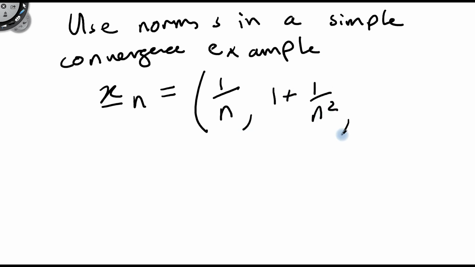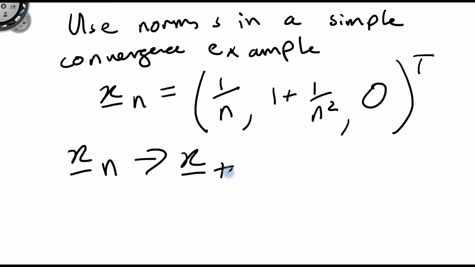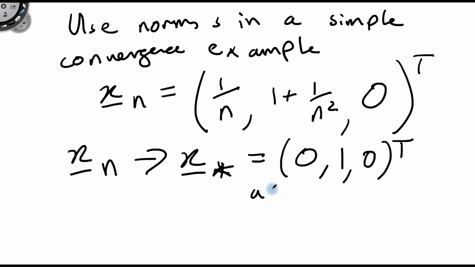So I'm writing this in row format, but then I'm just going to put a transpose here to put it into column format. So this is deliberately set up to be simple. We can see that this is going to converge as n tends to infinity, because 1 over n goes to 0 and 1 over n squared goes to 0. So we know that x_n tends to x star, or if you like, a true solution, and that is equal to (0, 1, 0) transpose as n tends to infinity.